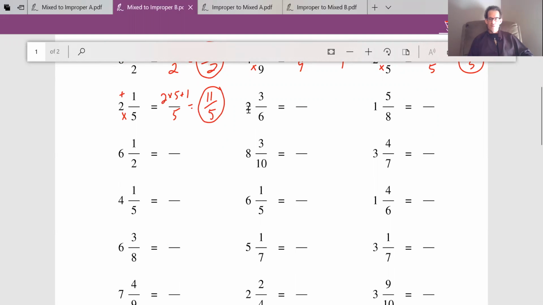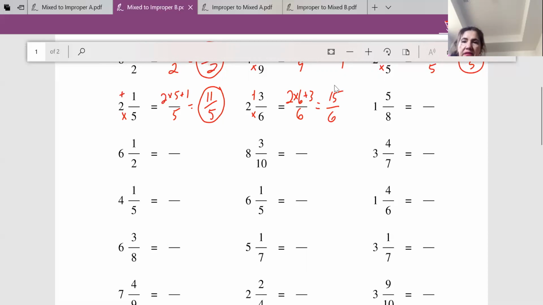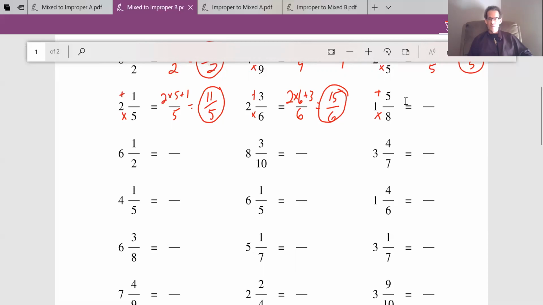Here I have 2 and 3 over 6. So if I multiply 2 times 6, add the numerator, plus 3, and the denominator stays the same, 6. So I know 2 times 6 is 12. 12 plus 3 becomes 15 over 6. Okay. Let's look at 1 and 5/8. Multiply the denominator times the whole number, add the numerator. So 8 times 1 is 8, plus 5 is going to be 13 over 8.